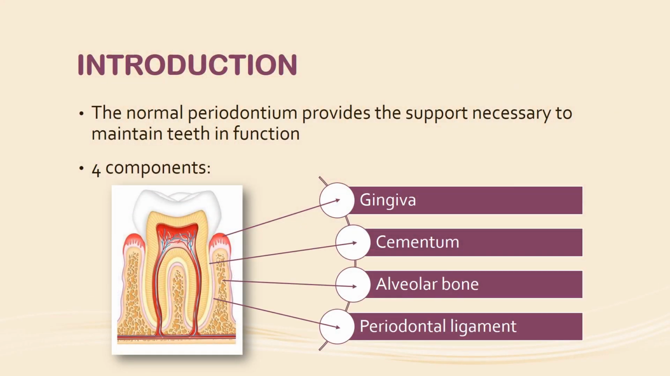Coming to introduction, we all know the normal periodontium provides the support necessary to maintain teeth in function. It has four components: gingiva, cementum, alveolar bone and periodontal ligament.